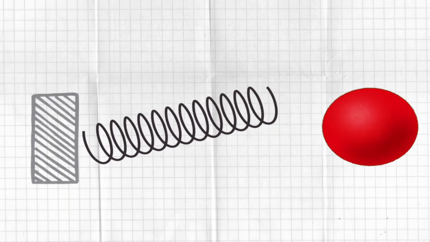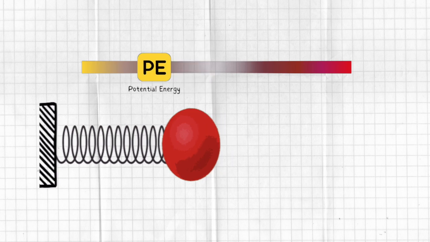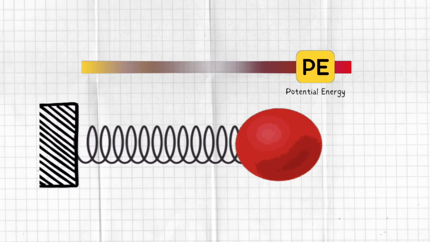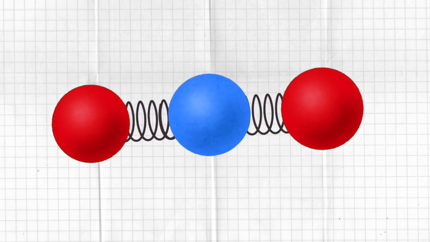To understand how CO2 traps heat, let's dive into quantum physics, more specifically quantum harmonic oscillators. Imagine a molecule as a ball and spring model. When disturbed, it oscillates, creating both potential and kinetic energy. In molecular terms, this causes a molecule to vibrate.